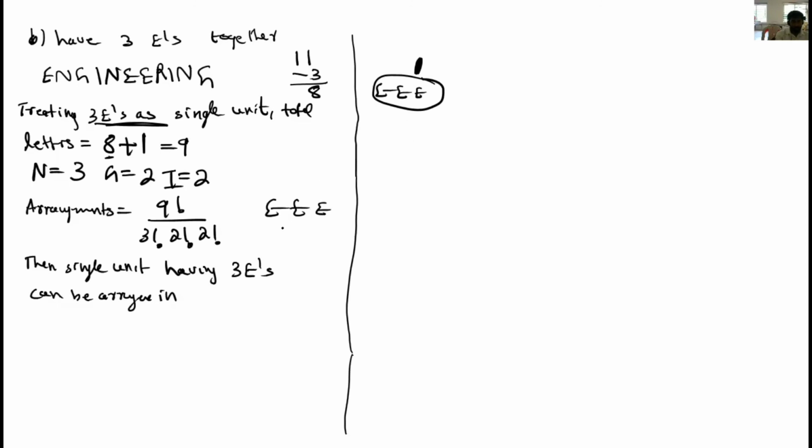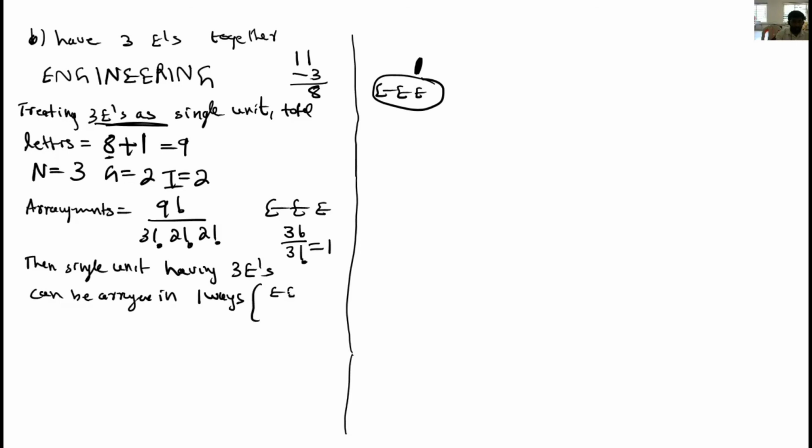Okay, total letters is equal to 3. How many times E repeats? 3. So 3 factorial divided by 3 factorial, that is equal to 1 only, right? Equal to 1. So a single unit having 3 E's can be arranged in 1 way. Okay, the reason is very simple.